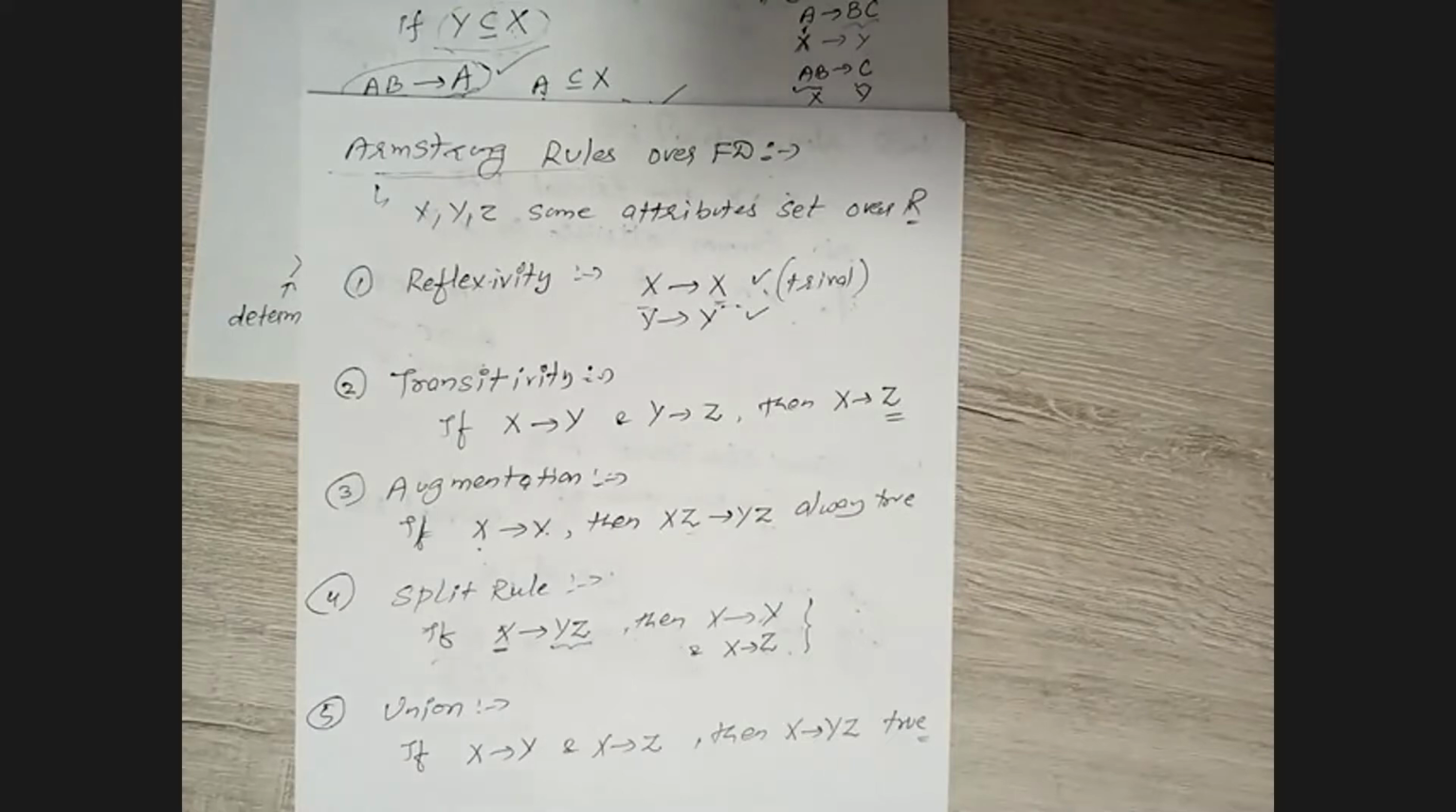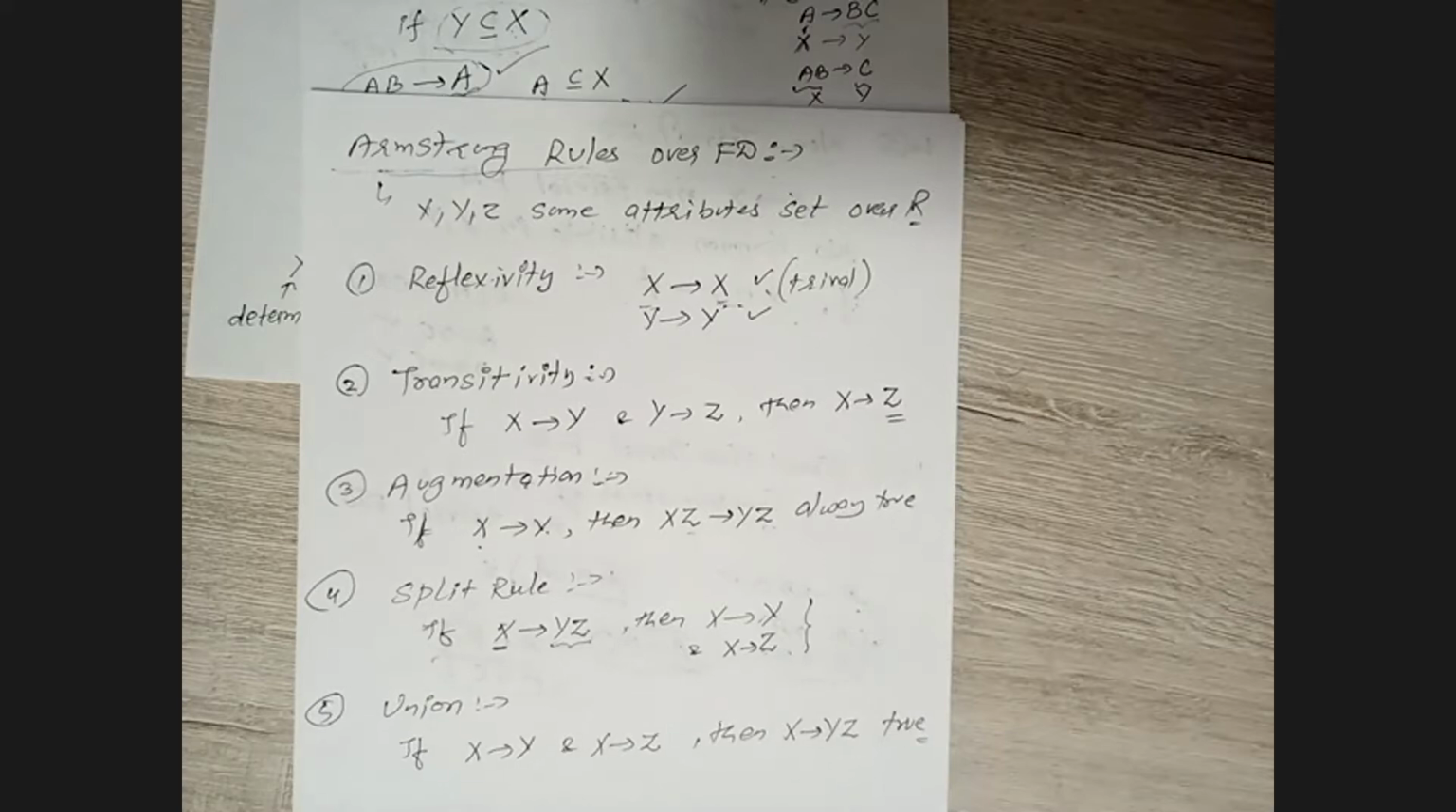For example, in your membership test, we will understand canonical cover, equality of functional dependencies, minimal cover, and all those. These axioms will also be used in the normalization part at some point of time. Okay, I think that's for today.